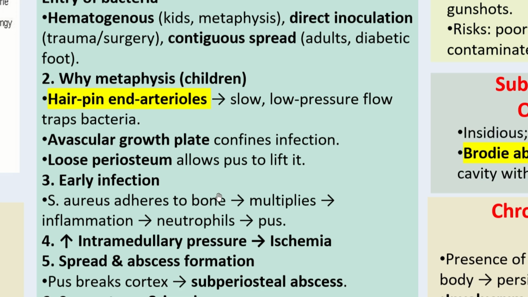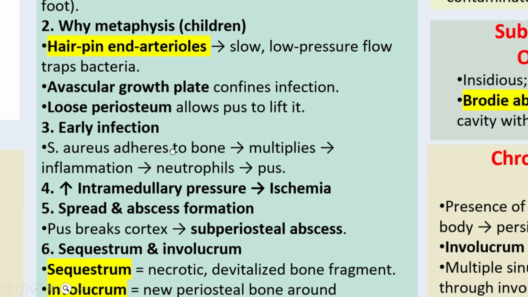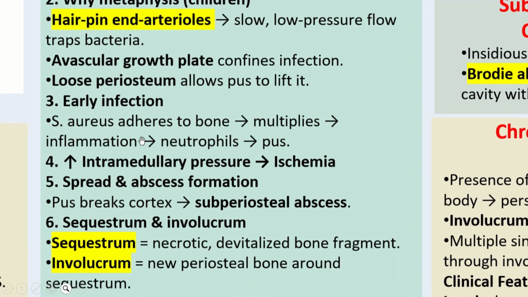So when we come to the clinical features, whenever we have an infection, the infection is going to cause pus to accumulate, and when pus accumulates due to the neutrophils or inflammatory activity, we are going to lift the periosteum off the bone. And remember, the periosteum is the membrane that has the blood vessels. So early in the infection, aureus adheres to the bone and multiplies. When it multiplies, we have inflammation. Neutrophils follow the inflammation, and then pus is formed.